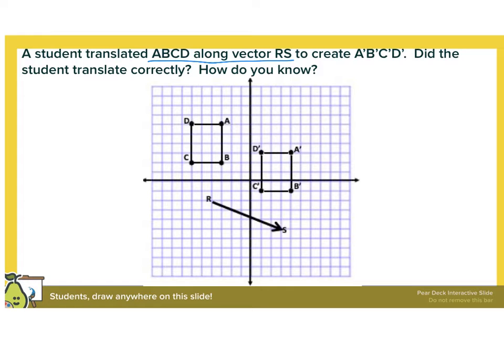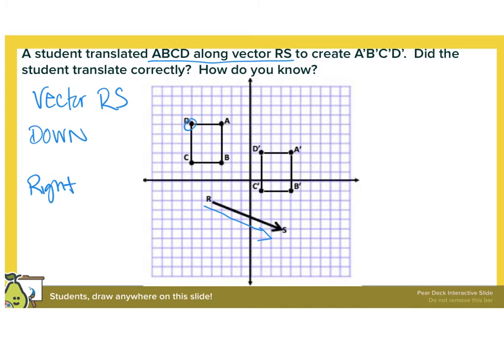So this vector RS is telling me to go down and to the right, okay? But how far down and how far to the right? So I'm going to look at each point and figure that out.